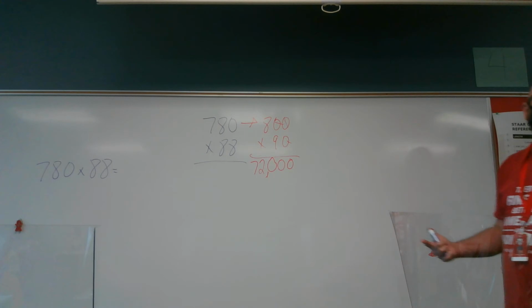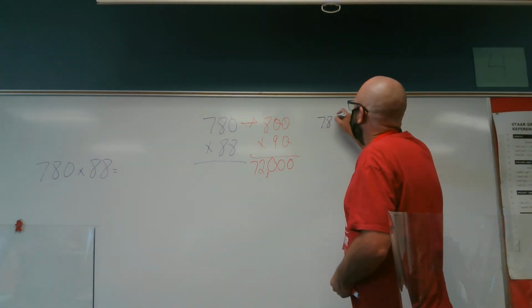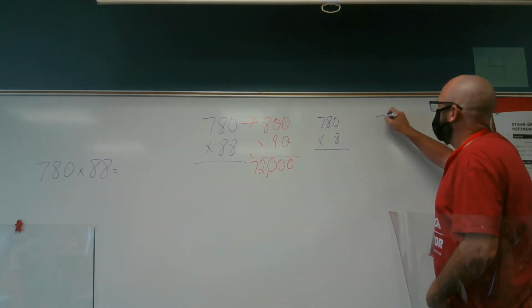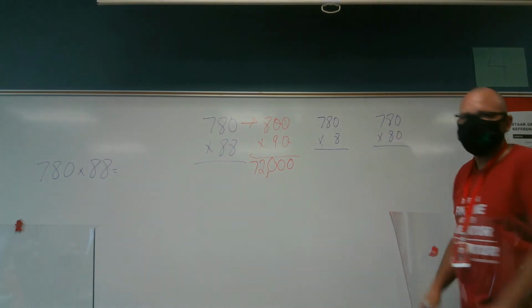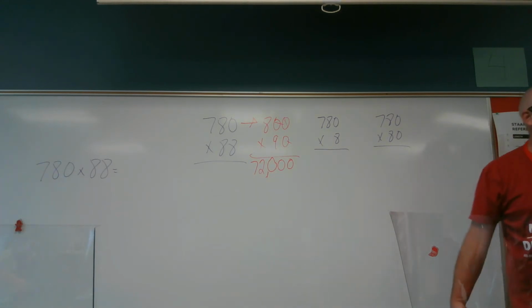I'm going to break it apart like I taught you yesterday. I'm going to take 780 and multiply it by 8. And I'm going to take 780 and multiply it by 80. So now all I have to know is my multiples of 8, my 8 multiplication chart.